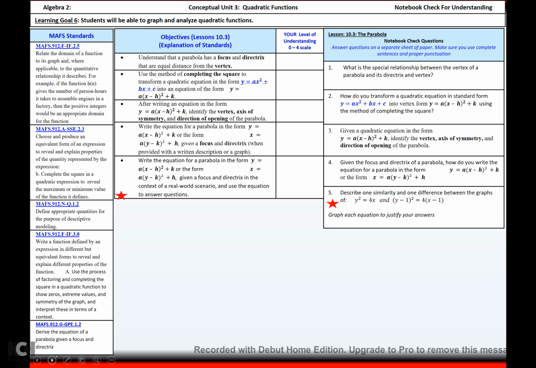Alright, so describe one similarity and one difference between the graphs of y squared equals 4x and y minus 1 squared equals 4 times x minus 1. This guy, there's no parentheses, so he's going to have a vertex at 0, 0. Whereas this guy, there are parentheses, h equals 1, k equals 1. It's going to have a vertex at 1, 1. There's one difference.